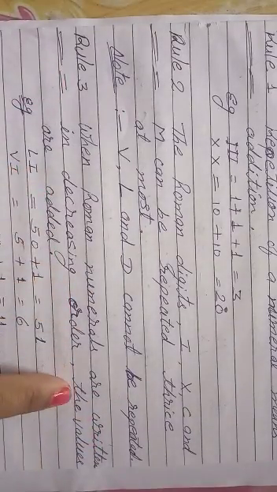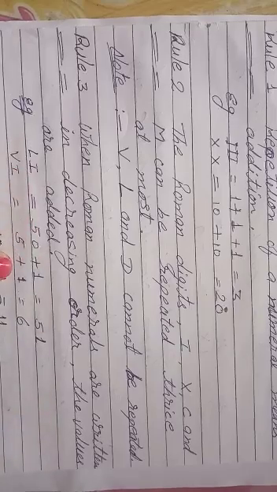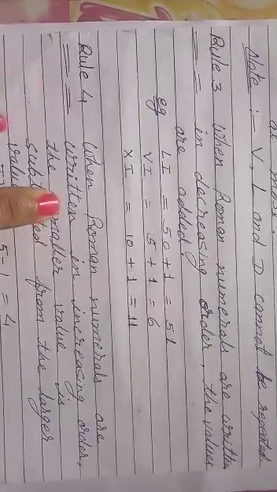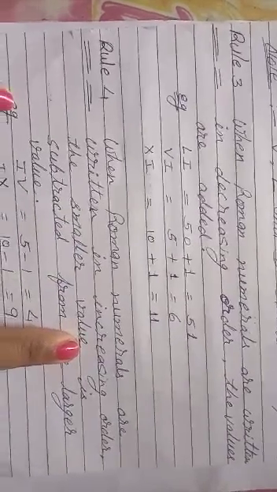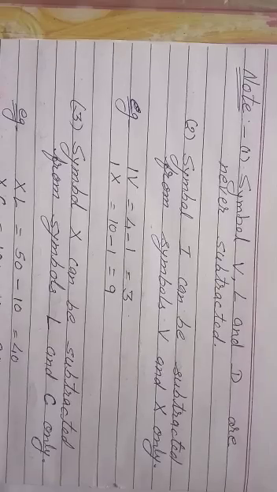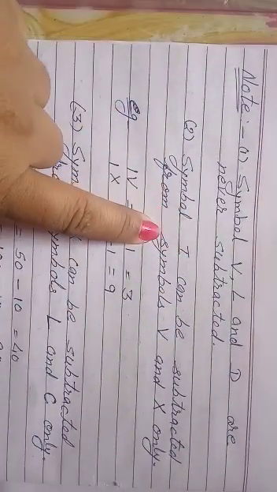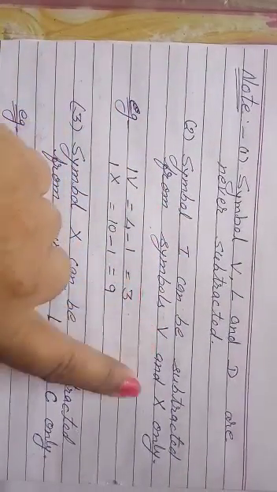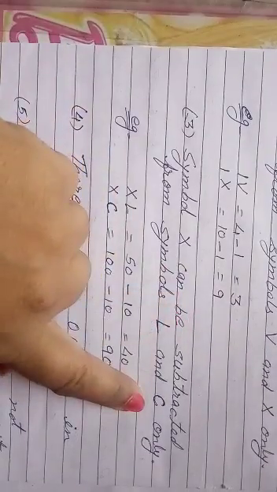When Roman numerals are written in decreasing order, the values are added. When Roman numerals are written in increasing order, values are subtracted. Symbols V, L and D are never subtracted. Symbol I can be subtracted from V and X only. Symbol X can be subtracted from L and C only.